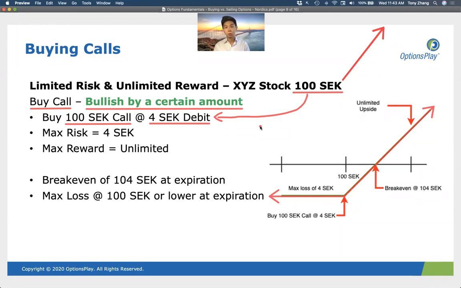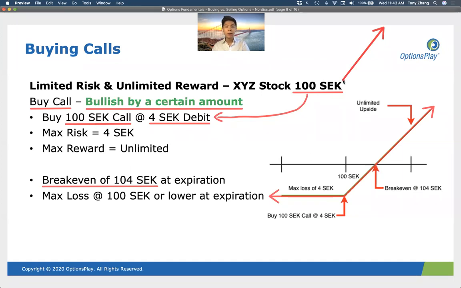The difficulty with buying a call option is that what you pay for that call option is factored into what we call the break-even price. The break-even price is the price at which this strategy will break even, which means that you have to not only believe the stock is going to go higher, you have to believe that the stock will exceed the break-even price. The break-even price is calculated based on the strike price plus the premium that you pay for the call option. So if you pay 4 crowns for a 100 crowns call option, your break-even price is 104.